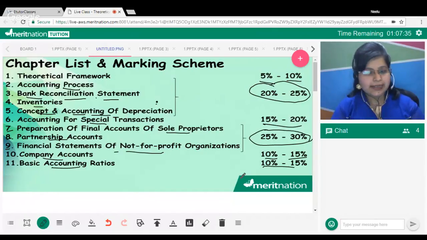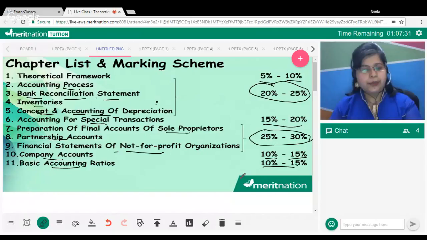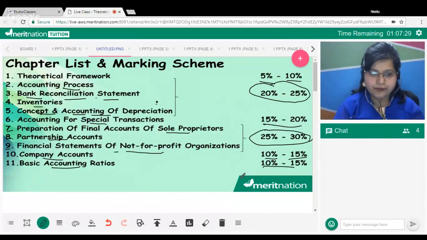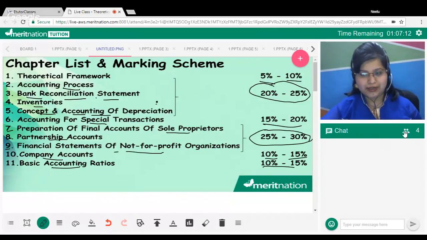So that is why they have given you a range of marks rather than the direct percentage of the chapter. Now, in our sessions, we will be taking each chapter in a separate session. So, my session for today will be based completely on theoretical framework. And the next session, on 11th of April, we will be having accounting process. So, without much ado, let's start with the theoretical framework of accounting.